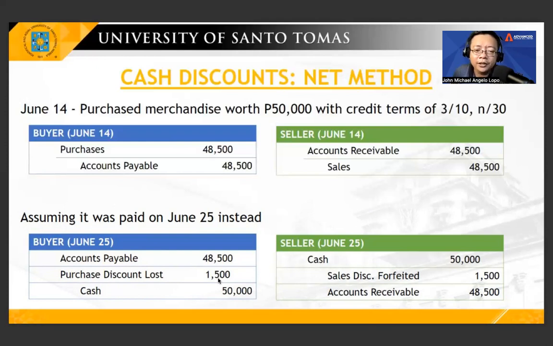On the part of seller, you debit cash of 50. You have sales discount forfeited of 1.5. And also you have account receivable of 48,500. Okay? Alright.